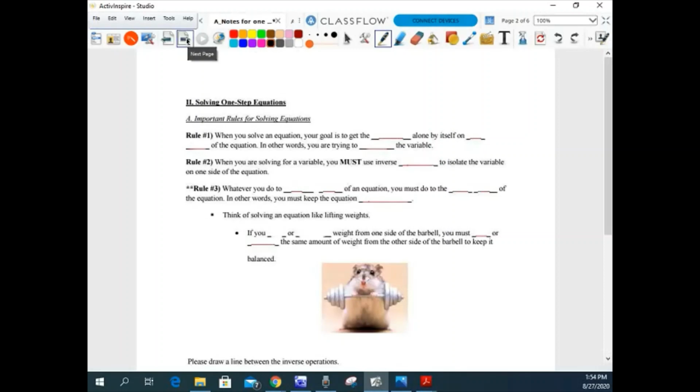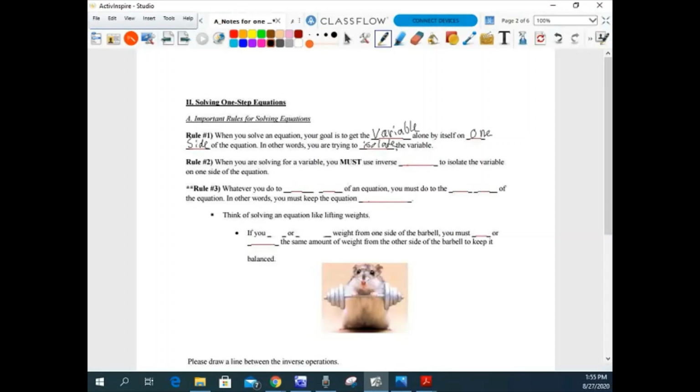Now, here's some important rules for solving equations. When you solve an equation, your goal is to get the variable alone by itself on one side of the equation. In other words, you're trying to isolate the variable. That's a big word. Star's going to use this word a lot to tell you guys to solve an equation. You have to isolate the variable.